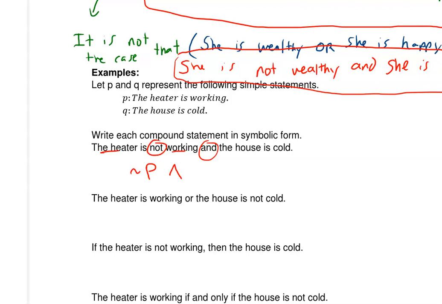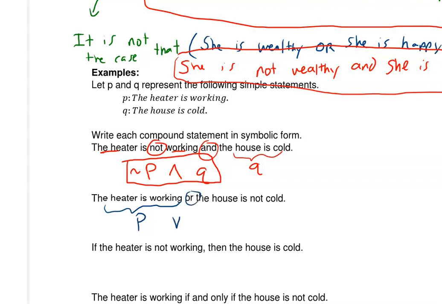The house is cold. That is statement Q. It's not being negated, so we're just going to call that Q. And so symbolically, we would get this: not P and Q. All right. The heater is working. That is statement P, so we can represent that with P. It's not being negated, so just P.